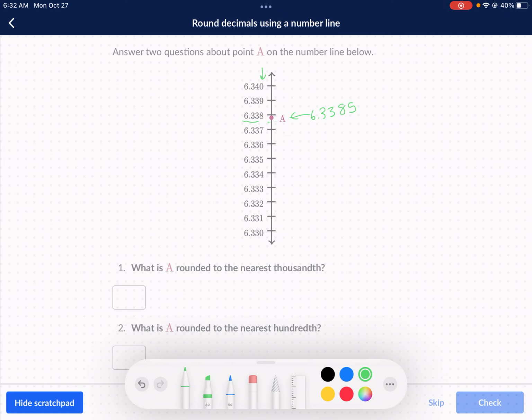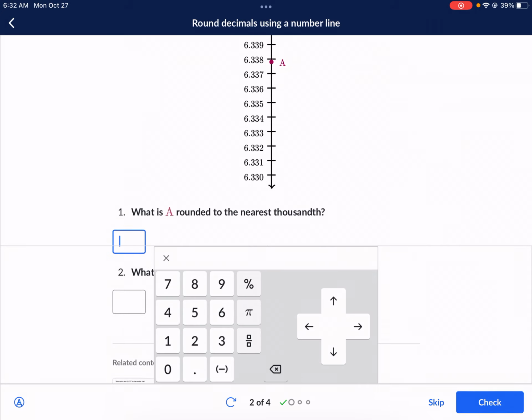It's so close to this one, but it's in between these two thousandths. Actually, it's probably closer to like 9. Okay, so this is the actual number. It probably goes to the ten-thousandths. It does go to the ten-thousandths. Okay, so which one is it closer to? These are the thousandths places. Which thousandths is it closer to? It's closest to this one, 6.338.